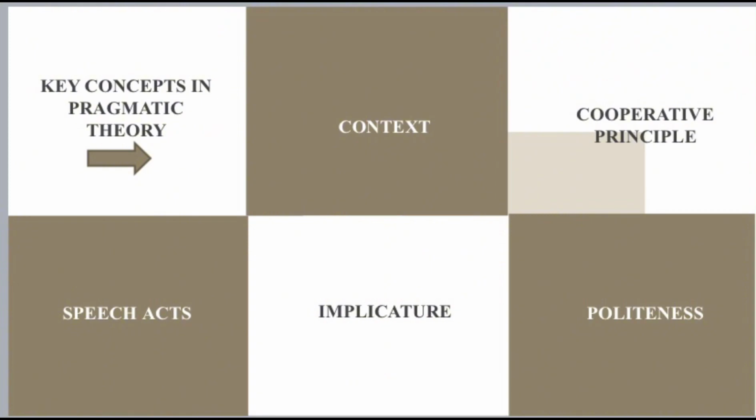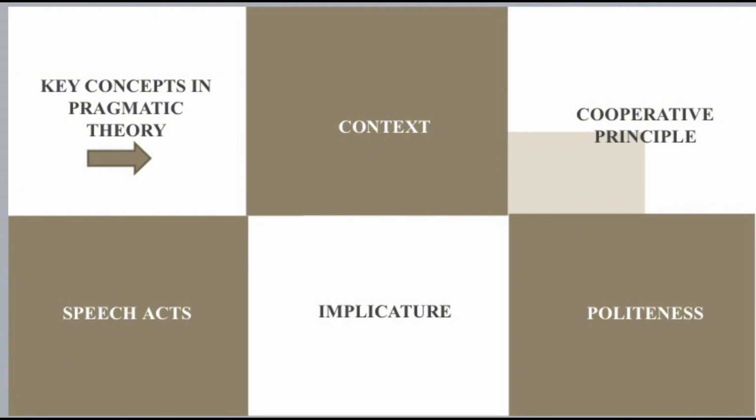Pragmatics refers to the study of how language is used in context and how meaning is constructed through communication. It focuses on the ways in which people use language to accomplish their goals, convey their intention, and interpret meaning based on social and cultural factors. There are 5 key concepts in pragmatic theory. Number 1, context. Pragmatics emphasizes the importance of the situational and social context in interpreting meaning. Context includes factors such as the physical environment, participant backgrounds, their relationship, and the shared knowledge between them.